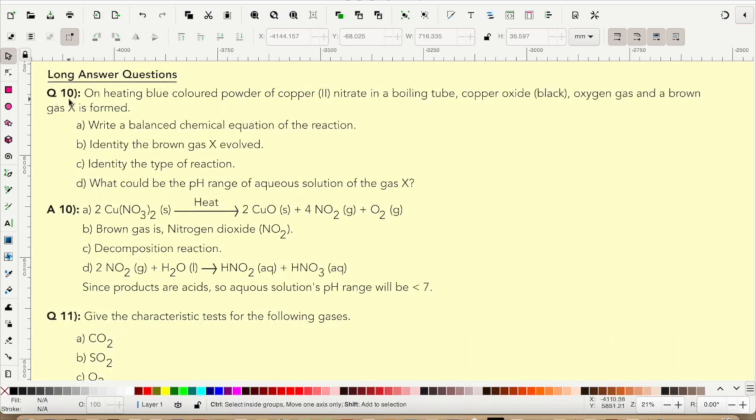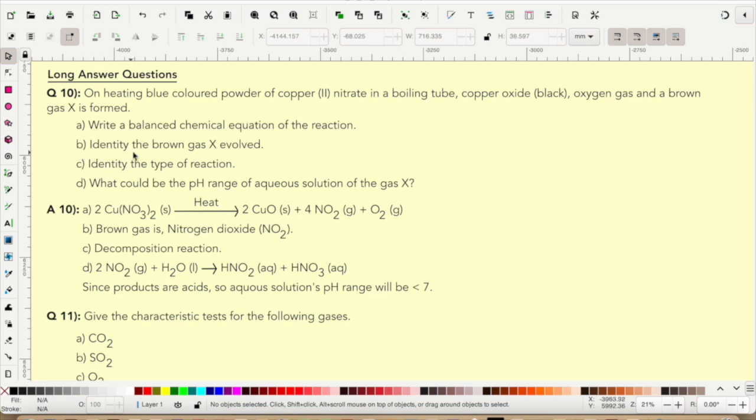Question number 10. On heating blue colored powder of copper nitrate in a boiling tube, copper oxide, which is black in color, oxygen gas, and a brown gas X is formed. First part, write a balanced chemical equation of the reaction. So the balanced chemical reaction is 2Cu(NO3)2 solid, when heated, makes 2CuO solid plus 4NO2 gas plus O2 gas.